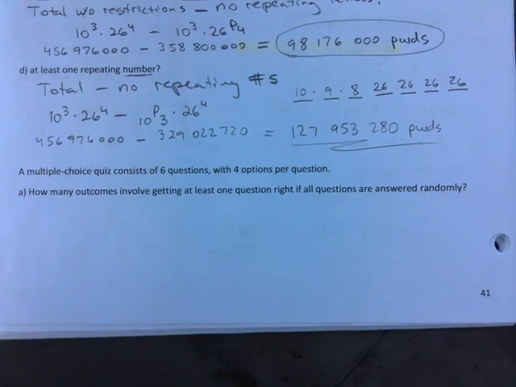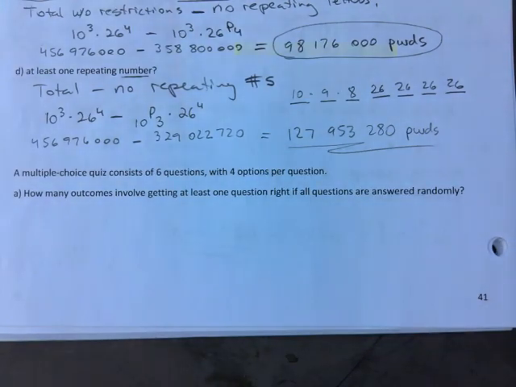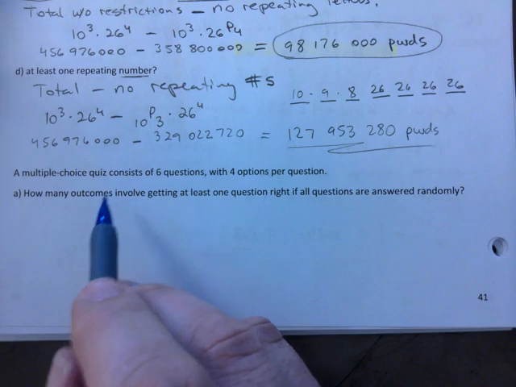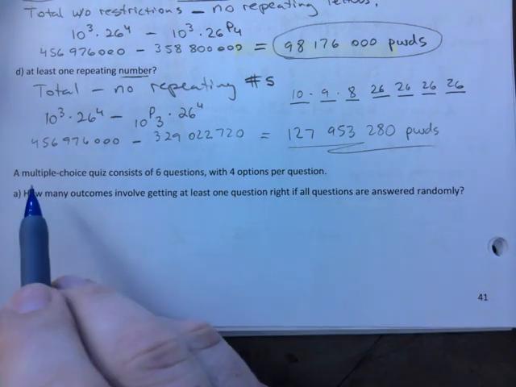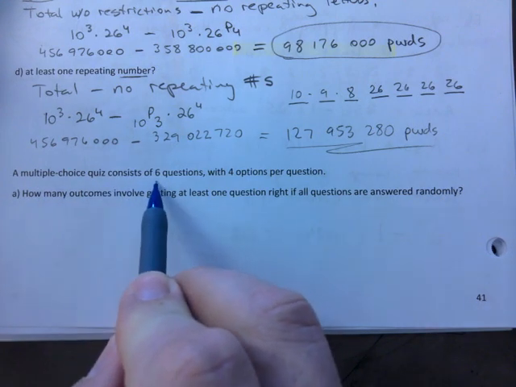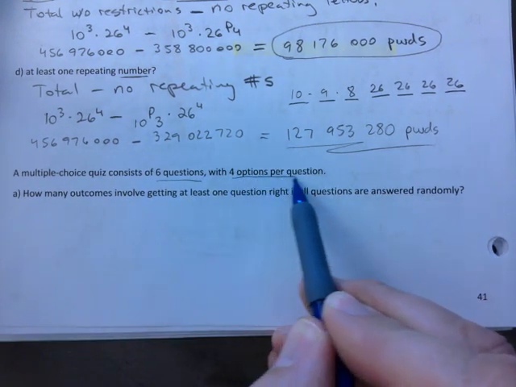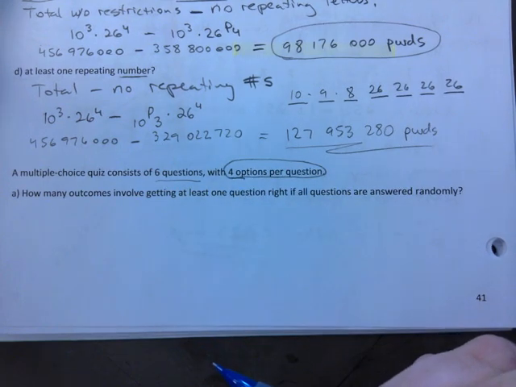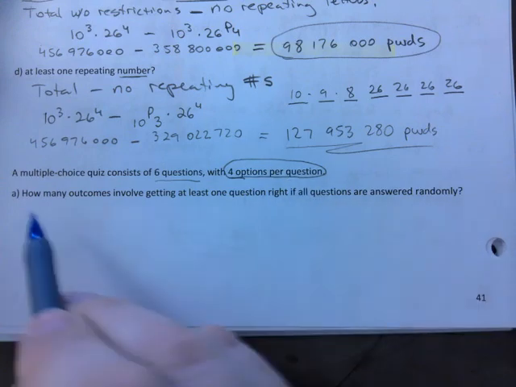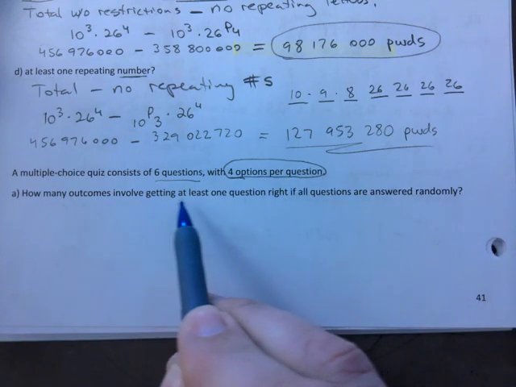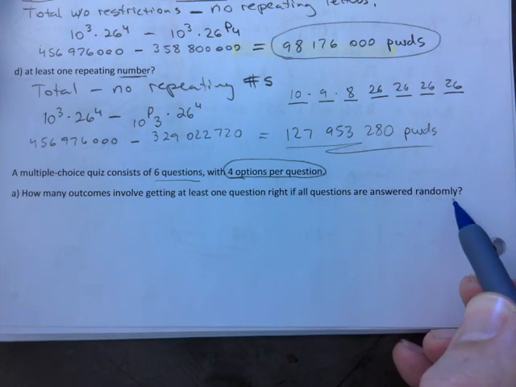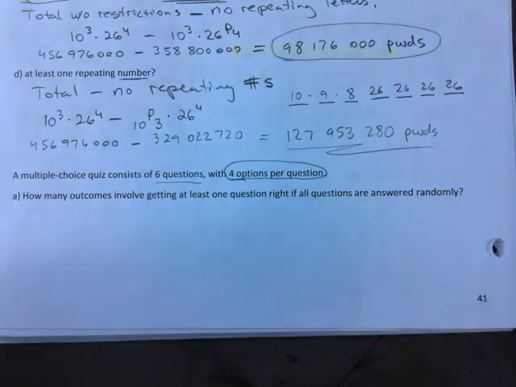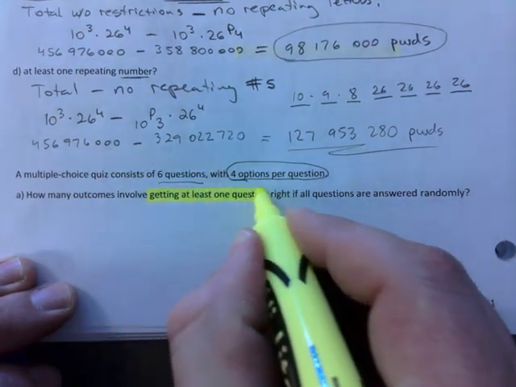Can I do one more? This one right here, multiple choice quiz, because a lot of you have multiple choice in like the sciences, right? You've got tons of multiple choice there. Of 6 questions, there are 4 options per question. That's very important. It's not just true false, it's actually you've got 4 options. How many outcomes involve getting at least one question right if all questions are answered randomly? Here's that getting at least one question right.